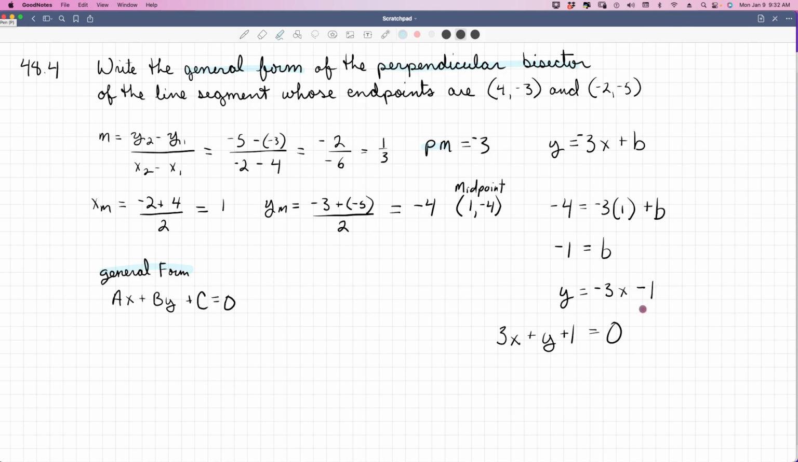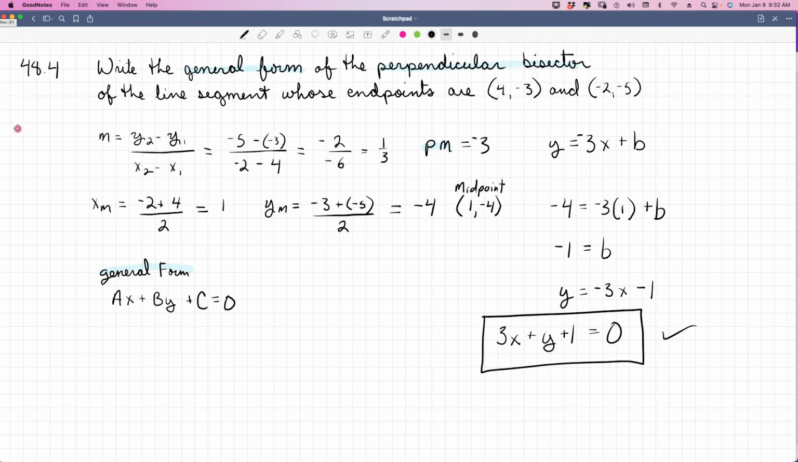Now from there, we could put it into general form just by adding 3x and 1 to both sides, and we get our general form of ax plus by plus c as 3x plus y plus 1 is equal to 0. And that is the general form of the perpendicular bisector of the line segment with the points 4, -3, and -2, -5. So not a lot of steps, not really. You just have to understand the process.